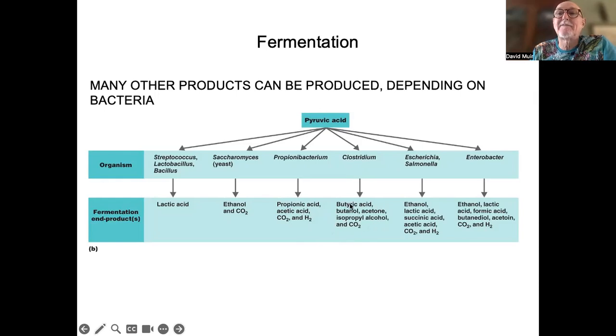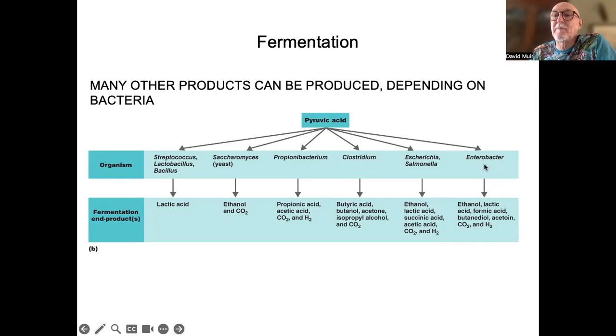They produce a variety of very useful industrial compounds. Butyric acid smells like old socks. Butanol, acetone, isopropyl alcohol, all of these things, as well as CO2. So these would be mixed acid fermenters. Common lab bacteria, the gut bacteria such as Escherichia and Salmonella, and some others as well, produce a variety of compounds, and they can produce a mixture both of alcohol and mixed acids, as well as carbon dioxide and free hydrogen.